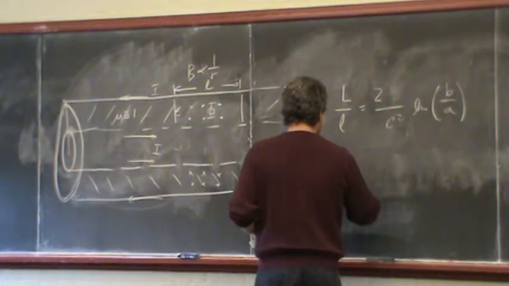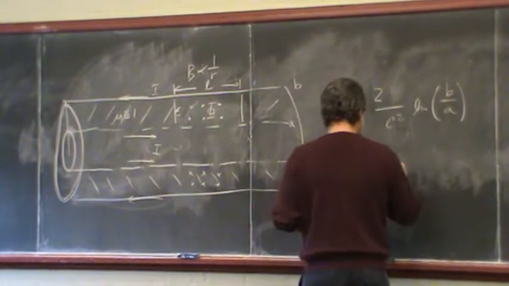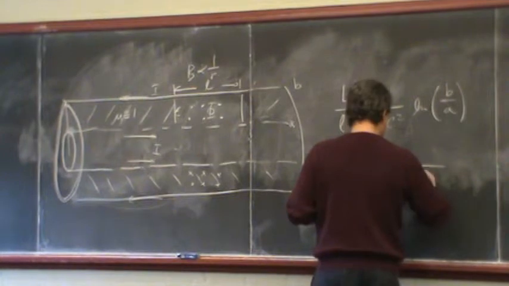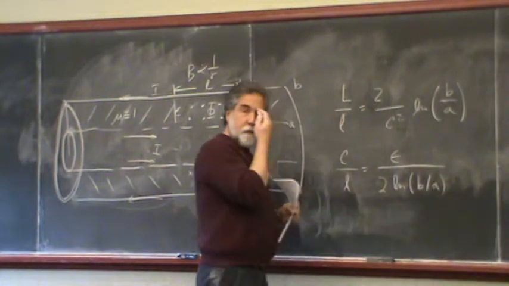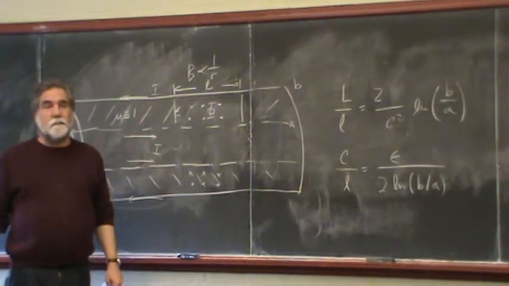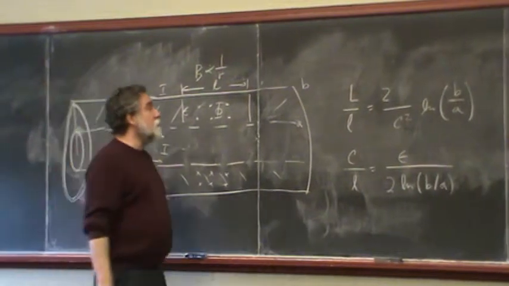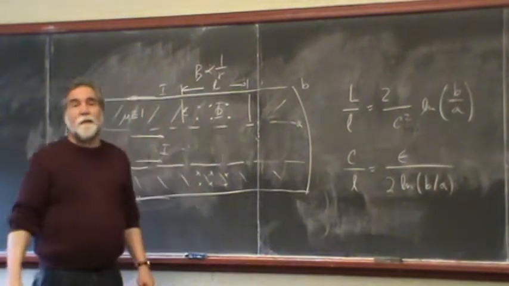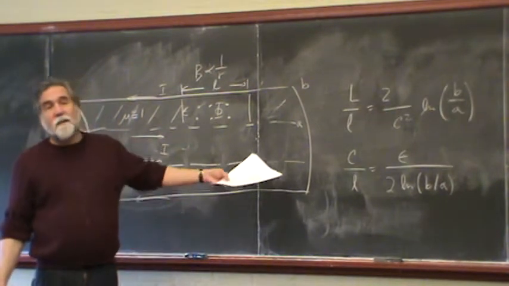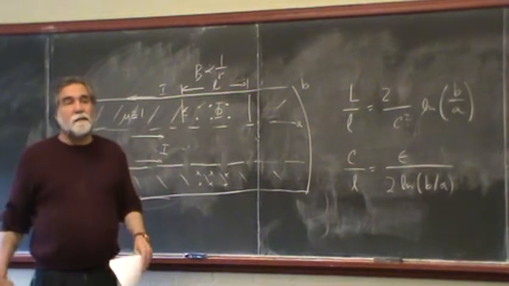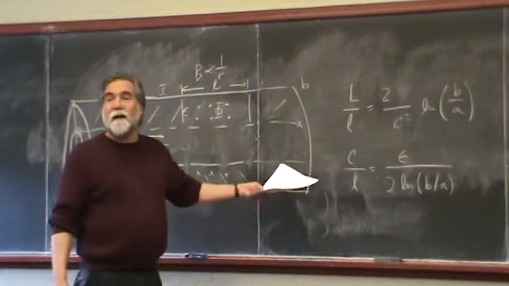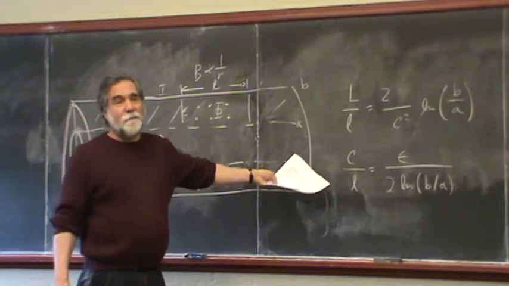The capacitance per unit length is equal to the dielectric constant divided by 2 log b over a. If it were empty, epsilon would be 1. So for my coaxial cable now, I've got inductance per unit length and capacitance per unit length. One of the things we would be interested in is how that circuit is going to oscillate if we attempt to apply a varying voltage, or we try to snap the voltage off.